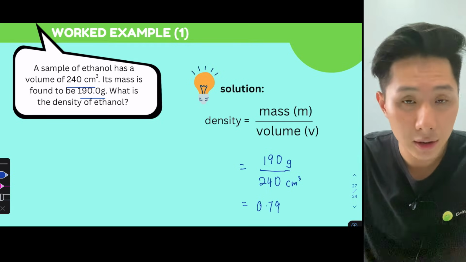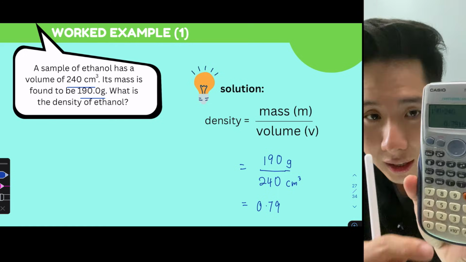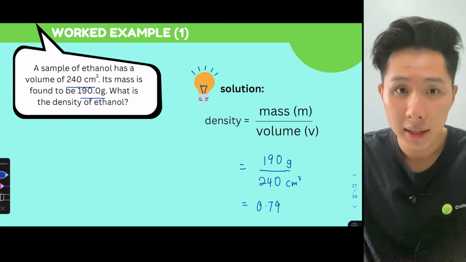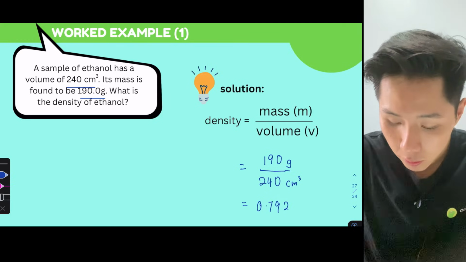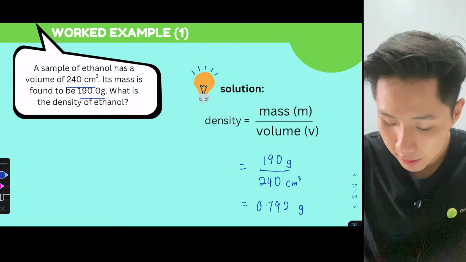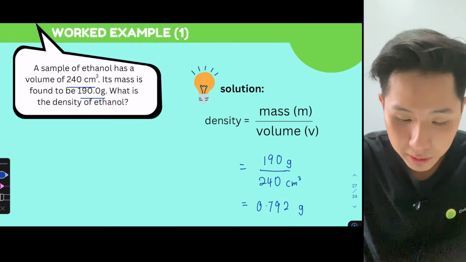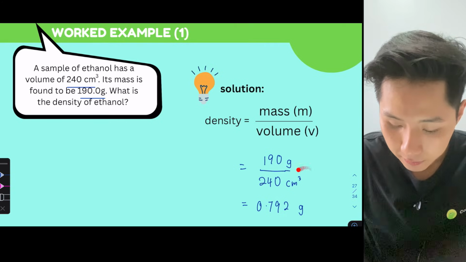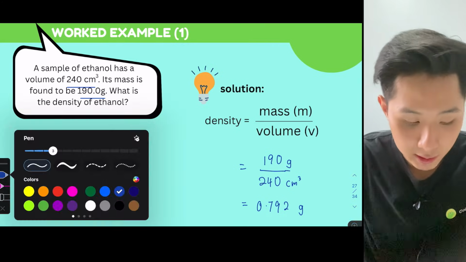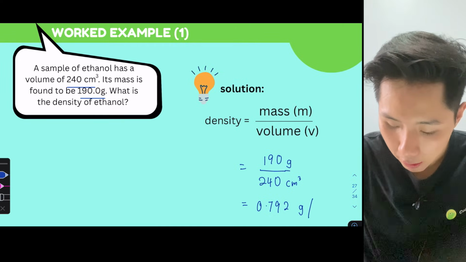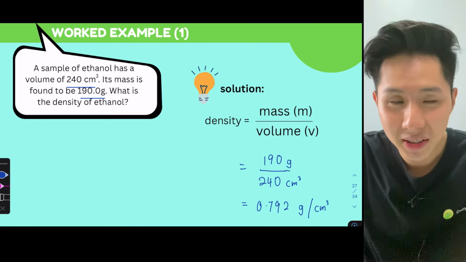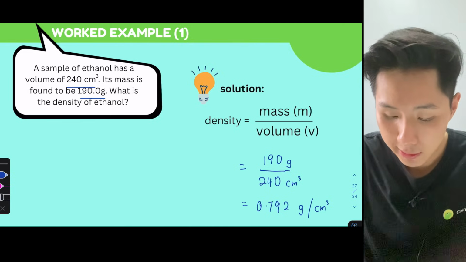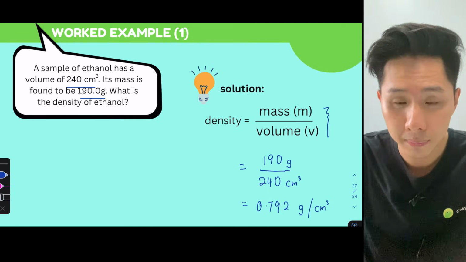A recommended way to write your answers: you will get a lot of continuing numbers here, but it's good to always write in 3 significant figures. So I'm going to write 0.792, and I just plug in the unit gram, because cm cube is at the bottom, at the denominator. This is why I put a slash here and then write out the unit. And that's how you construct a unit for a term. Basically, you don't have to memorize too much. Just remember the formula and it will do.